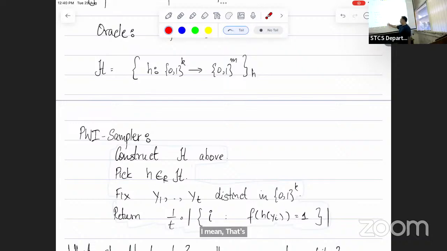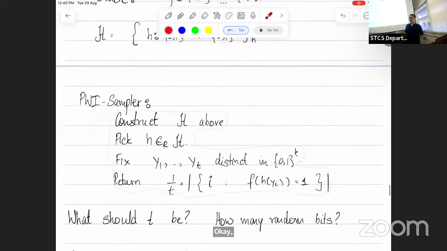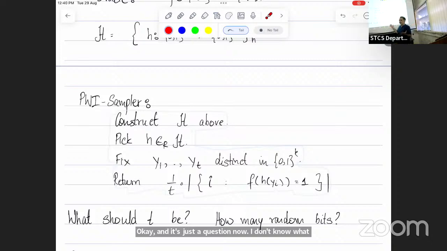It's just a question of what the right value of t is supposed to be. What should I choose t to be so that I have the concentration bound that I want? Previously, my t was determined by the Chernoff bound, because that told me that if you want to be within epsilon of the expectation with probability delta, then you need to set t to be 1 over epsilon squared log 1 over delta. Now, hopefully, there is a different bound that will show up here.